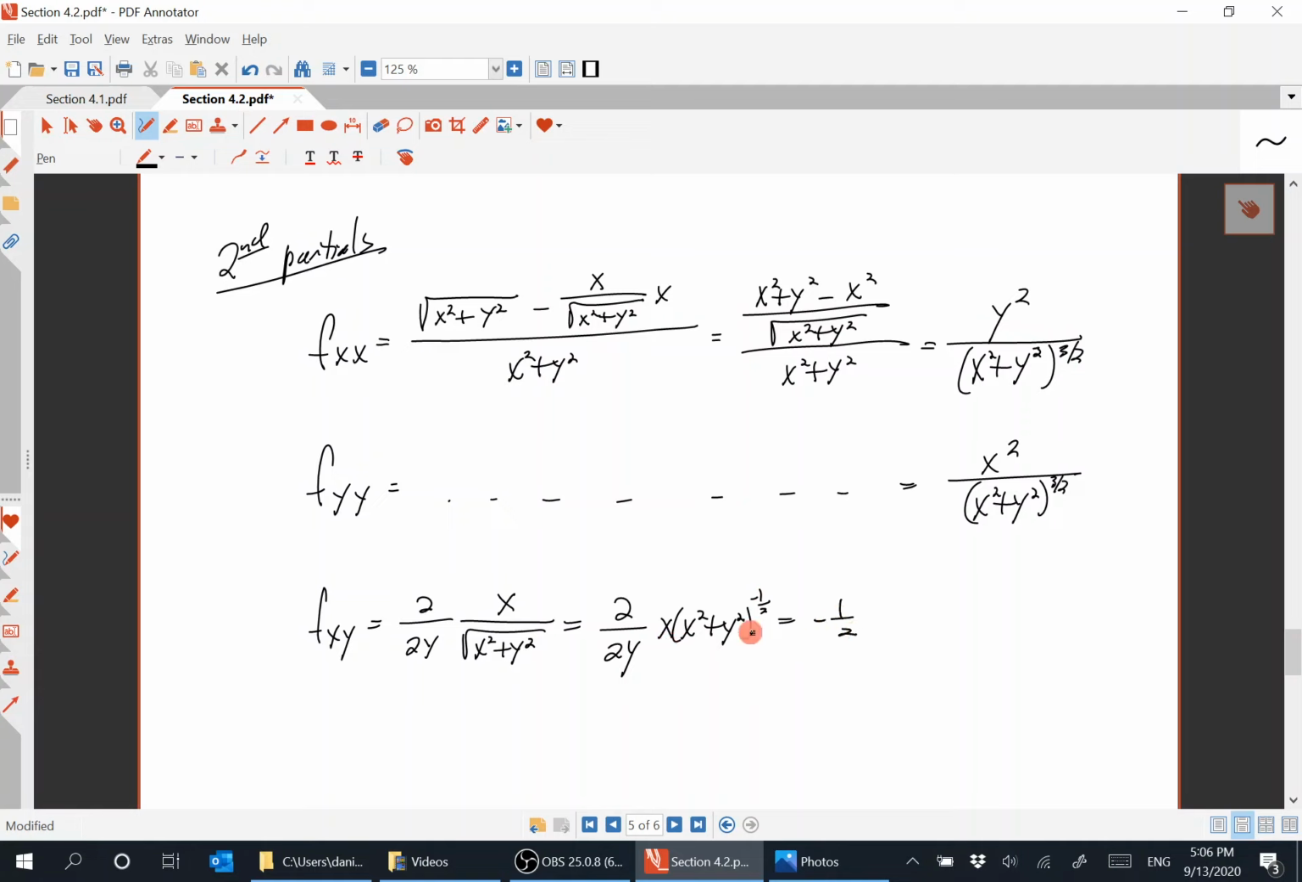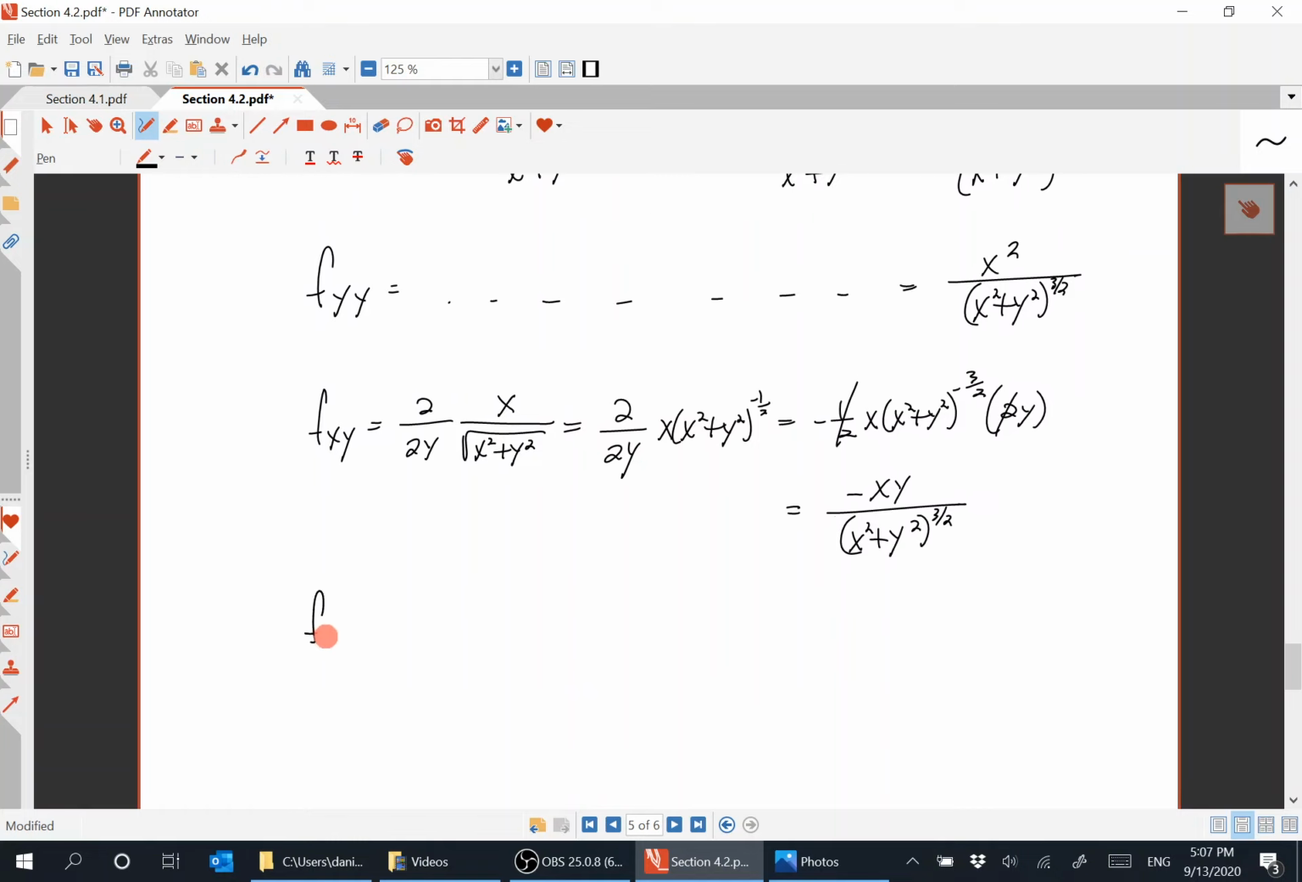So we're just taking the derivative of (x squared plus y squared) to the negative 1/2. So that's negative 1/2 x times (x squared plus y squared) to the negative 3 halves times the derivative of the inside, which is 2y. So this 2 and this 1/2 cancel, and I get minus xy over (x squared plus y squared) to the 3 halves. So that's the partial derivative with respect to y of the partial derivative with respect to x.